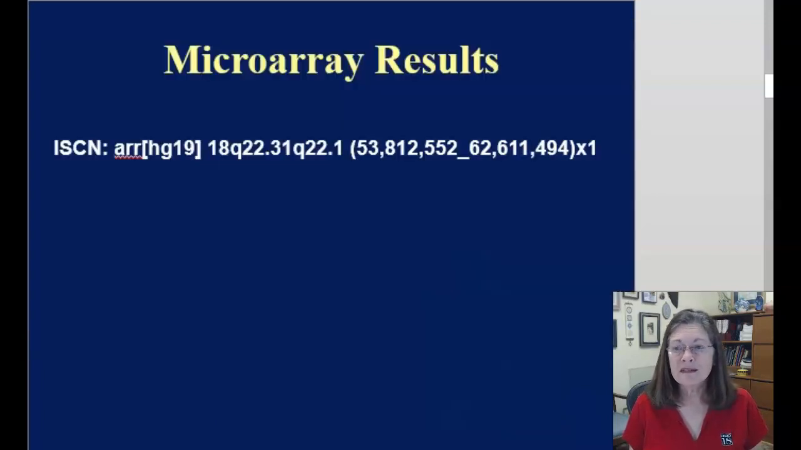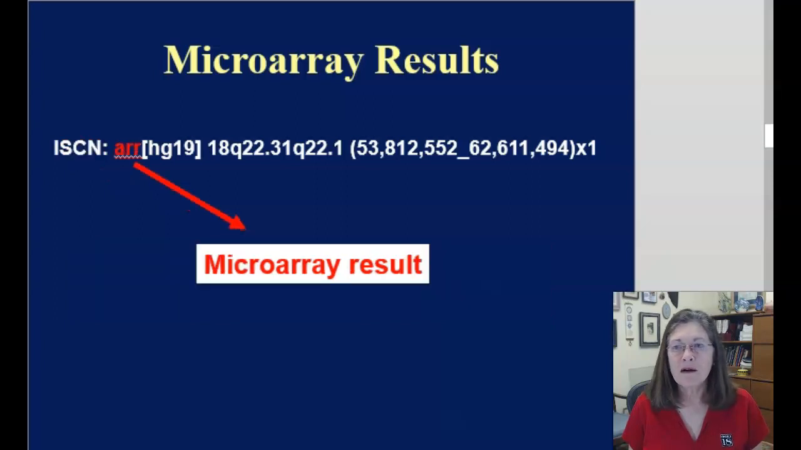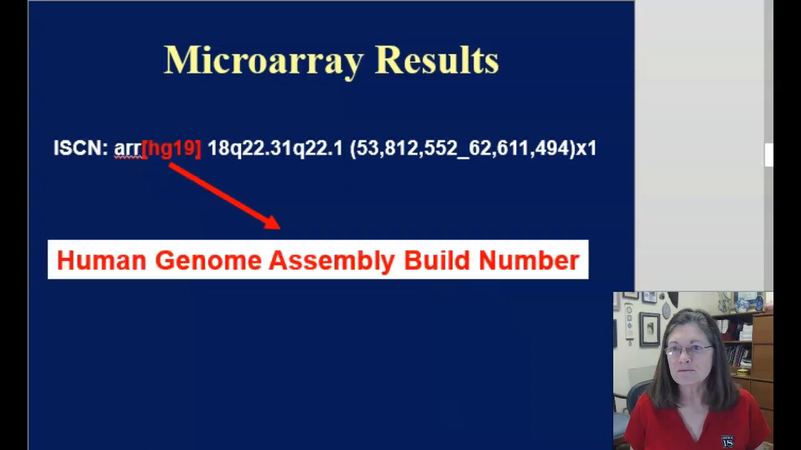So this is what you may see. This is the key part of a microarray report. And let me explain what this means. First of all, it may have these letters at the beginning. It stands for the International System for Human Cytogenomic Nomenclature. And that just indicates to whoever's reading it that the data is interpreted using standard methods for describing it. The next part, ARR, means it's an array. That tells the reader the technique that was used to create the result here.